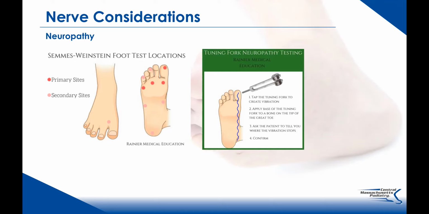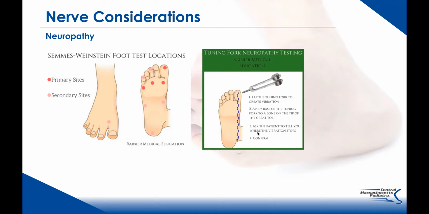There's two things that your doctor should check when they're checking for neuropathy. One is with a tuning fork. What you do is you tap the tuning fork and create a vibration. You put the base of the tuning fork to the bone at the tip of the great toe, and you ask them to tell you when the vibration stops.